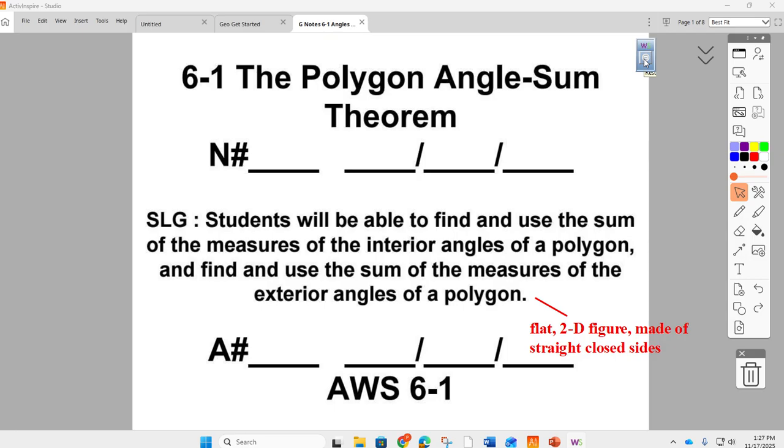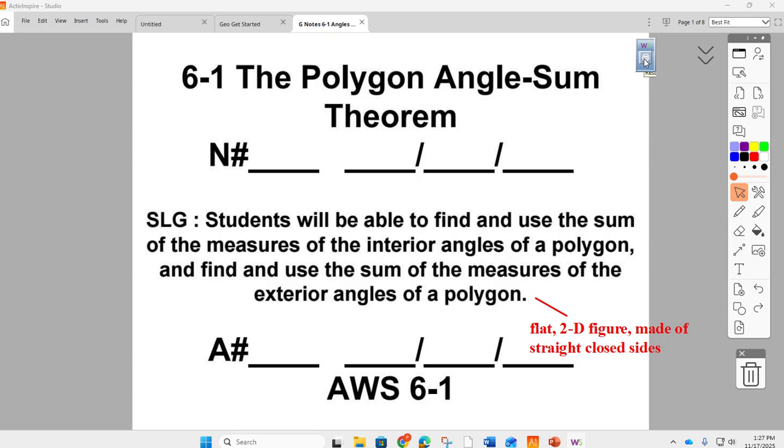We're just adding 180, right? 360 plus 180 is 540, right? So all these are multiples of 180. The problem is, we don't want to have to start just adding 180, right?